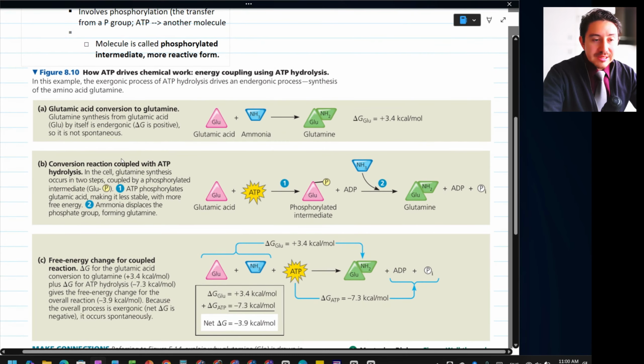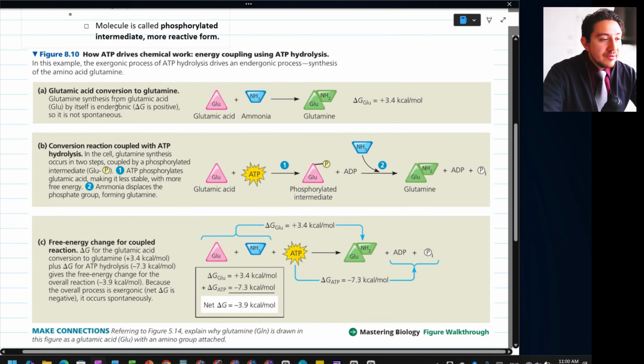So let's take a look at this example here. You have a reaction where you want to produce glutamine. So let's look at letter A. Glutamic acid conversion to glutamine. Glutamine synthesis: glutamic acid by itself would be endergonic, meaning that we would require energy. Delta G is positive, so it is not spontaneous. It's not energetically favorable. So you have glutamic acid plus ammonia. This would produce glutamine. Fine. You have a delta G of 3.4 kilocalories, a positive.